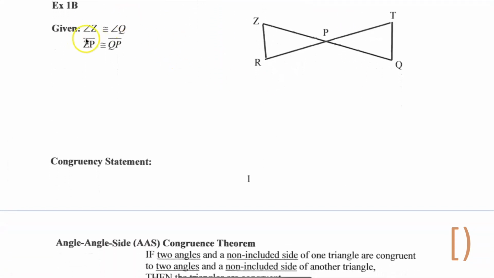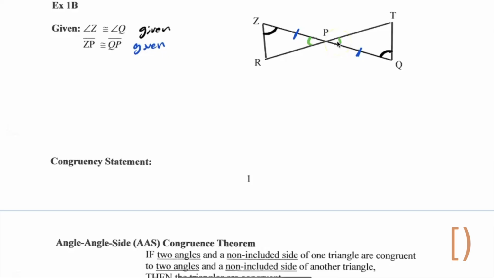Again, this one they tell us angle Z is congruent to angle Q. So Z goes with Q. I'll mark it off, that's given. And the next one they tell us ZP, so that's this one, is equal to QP, so that's this one. Again, given. Now, again, I still only have an angle and a side. Luckily, we have vertical angles again. Hopefully you can see right here. Those are vertical angles, so I'm going to mark that off.